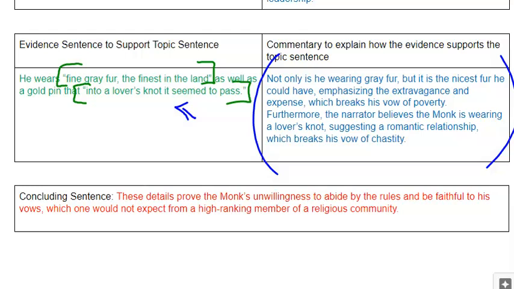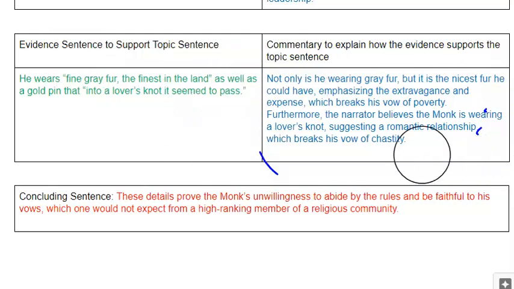Furthermore, the narrator believes the monk is wearing a lover's knot, suggesting a romantic relationship which breaks his vow of chastity. So notice that I have two sentences here for my commentary. Just because I say commentary doesn't mean it's only one sentence. It may only be one sentence, but it might be two. All right, and then you have to have a concluding sentence. These details prove the monk's unwillingness to abide by the rules and be faithful to his vows, which one would not expect from a high-ranking member of a religious community.